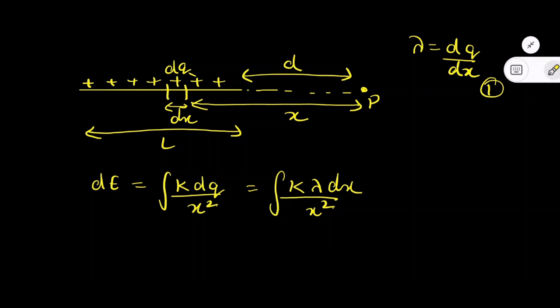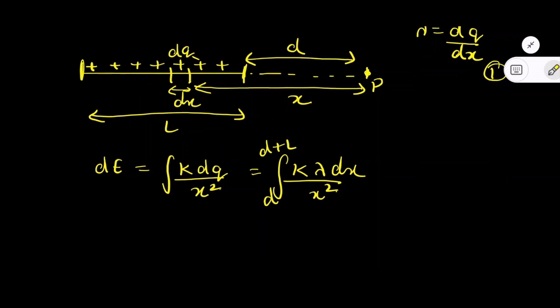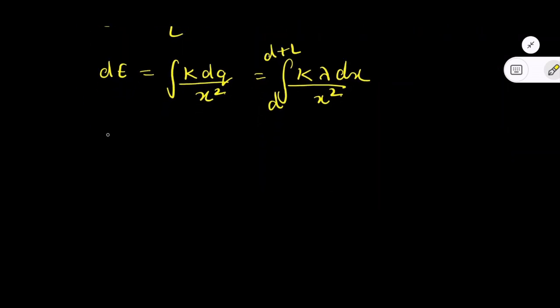In order to cover the whole wire, we have to write the limits from the point P to one end, which will be D, and from the point P to the other end, which will be D plus L. While substituting the limits and solving the integration, we can get the electric field due to the whole wire. So we just need to solve the integration right now. Let's solve the integration part.